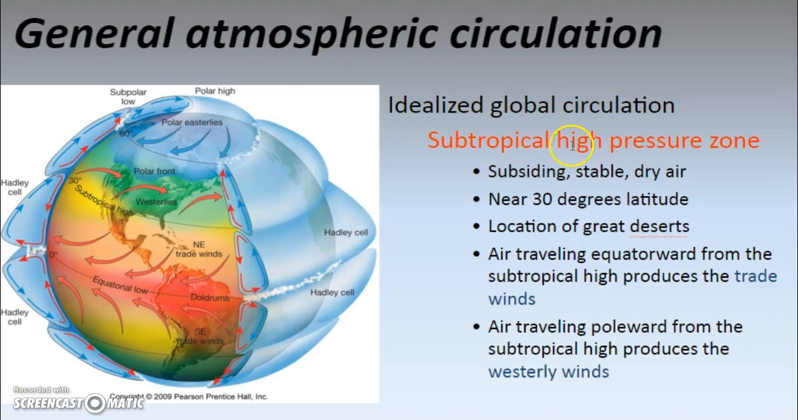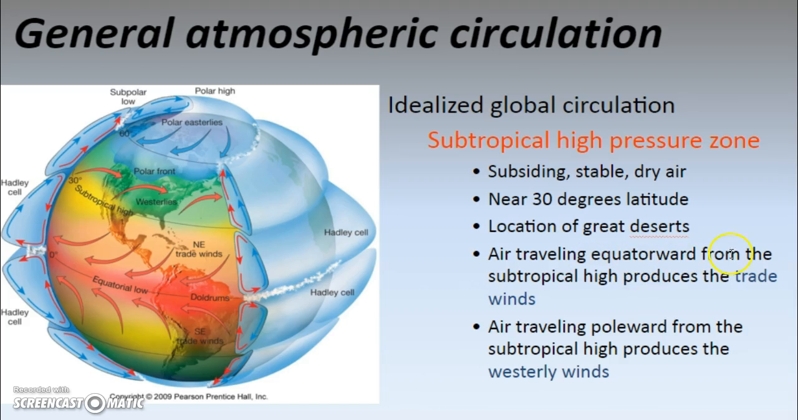So here goes. The subtropical high pressure zone, this is what we're looking at, 30 degrees, both north and south, but we'll focus on north. Air is subsiding, it is stable, and it's dry. It is near the 30 degree latitudes. This is the location of large-scale deserts.